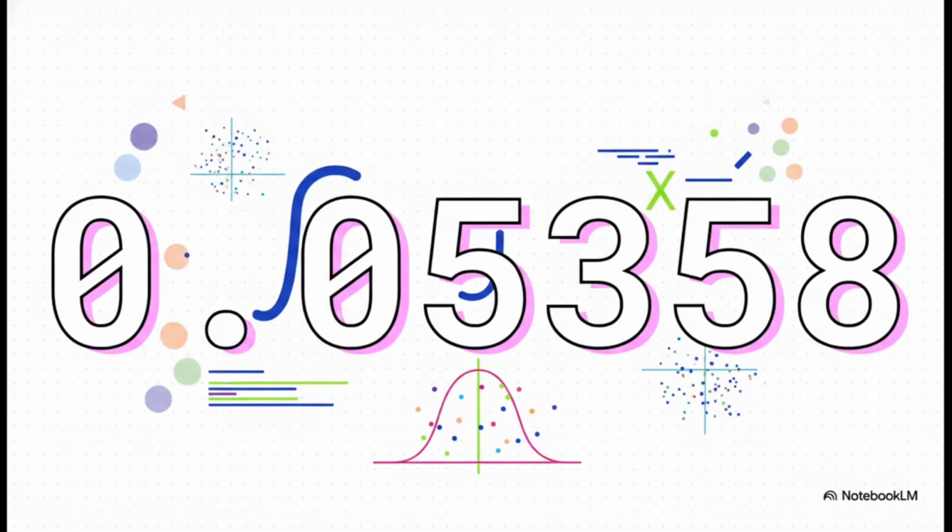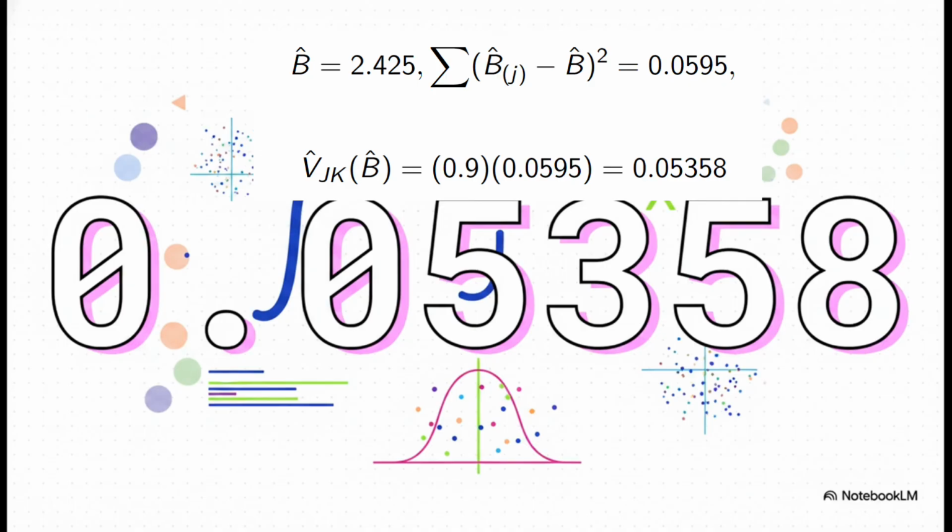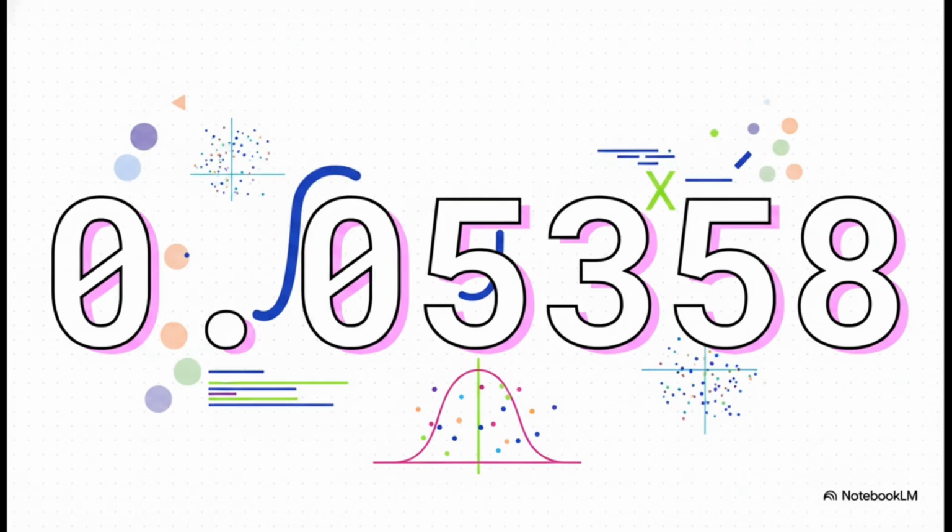Once we've collected all those replicate ratios, we plug them straight into our formula. We sum up the squared differences from the full sample ratio of 2.425, multiply by our n minus 1 over n factor, and we get our final jackknife variance estimate, 0.05358. We've successfully taken that underlying theory and connected it directly to our statistical output.